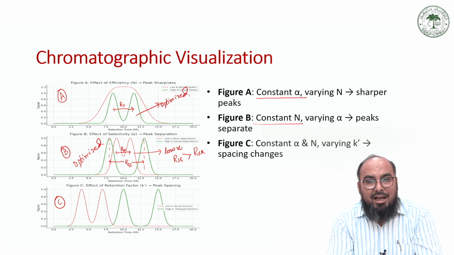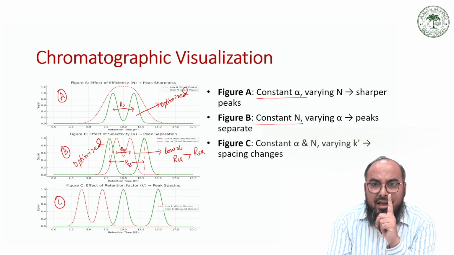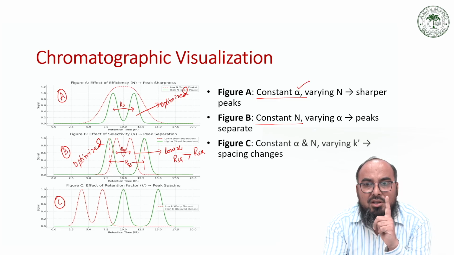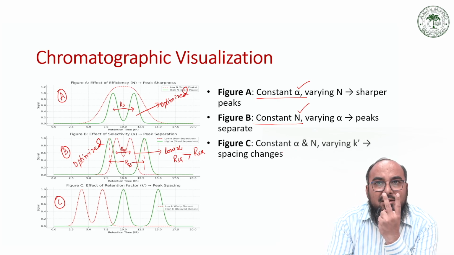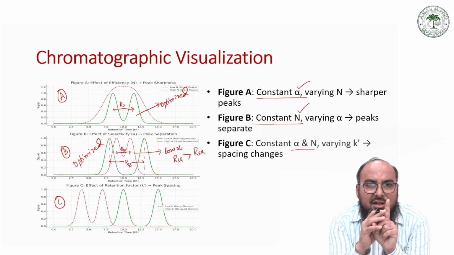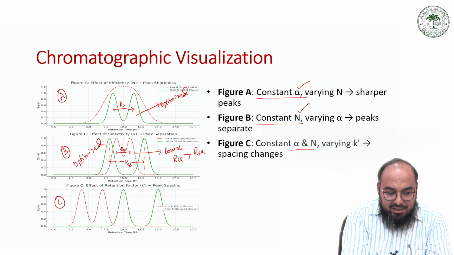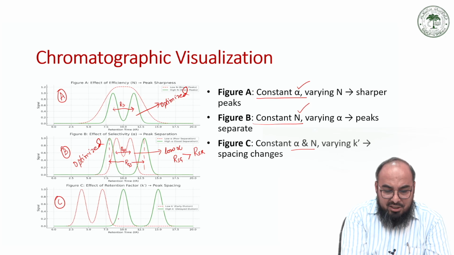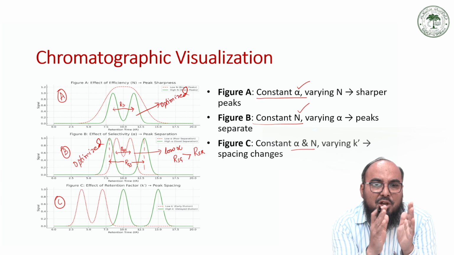Now with regard to the last one, again you have made two factors constant. Initially in A, you made alpha constant, then you made N constant. Now in the third one, you make two things constant simultaneously, that is alpha and N. Now varying k, that is the retention factor, you can see that the moment you change it, the peak spacing changes. You can see a shift in the peaks.